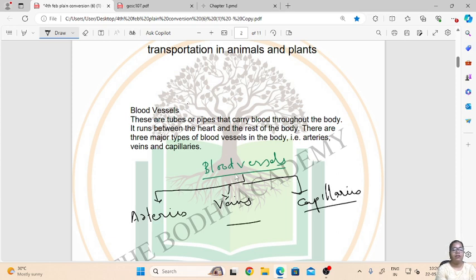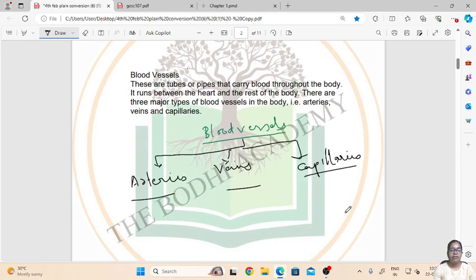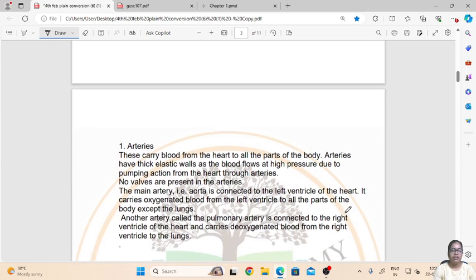These are the three main types of blood vessels in our body, and blood vessels are responsible for what? They are the pipeline, the pipes or tubes which carry the blood throughout the body. So these are the three types of vessels which help in this process, that is arteries, veins and capillaries. Now let us learn each of these in detail. First let us see what an artery is and how it does its function.